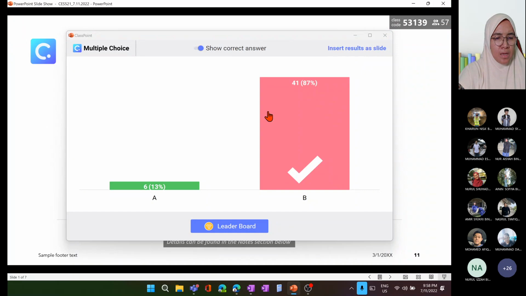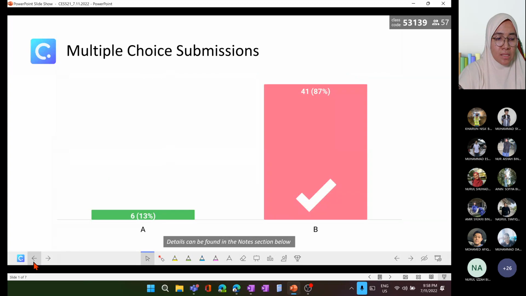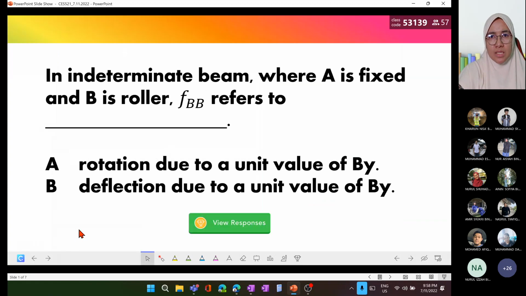The answer is deflection, not rotation, because By is a force, P. P delta, M theta. Always remember, the partner of P is delta, and M, moment, is theta. Theta is rotation. Delta is deflection.